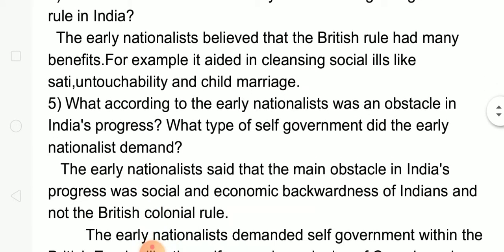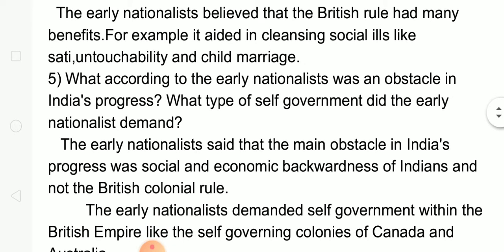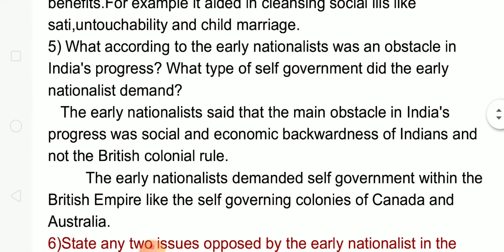Fifth question. What, according to the early nationalists, was an obstacle in India's progress? What type of self-government did the early nationalists demand? The early nationalists said that the main obstacle in India's progress was social and economic backwardness of Indians and not the British colonial rule. The early nationalists demanded self-government within the British Empire, like the self-governing colonies of Canada and Australia.